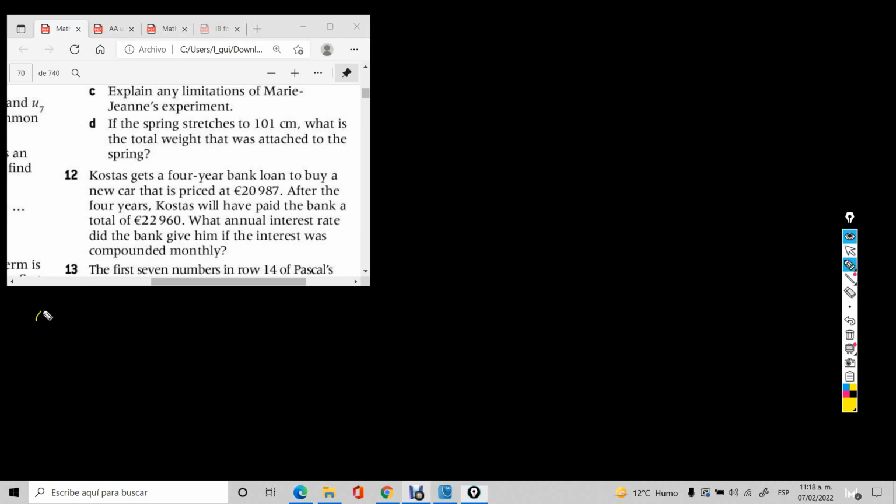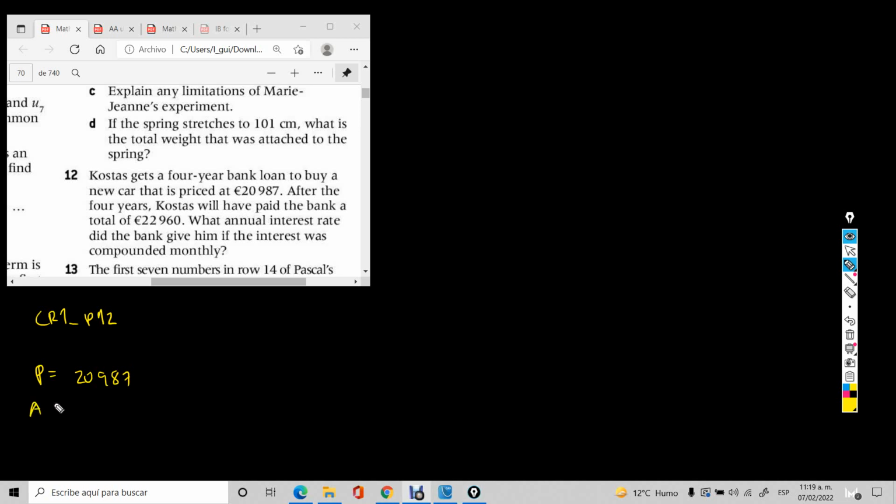Problem number 12. It says Costas gets a 4-year bank loan to buy a new car that is priced at this much. So this is a problem in interest, guys. And this is the original quantity, also known as the principal, 20,987. And after the 4 years, Costas will have paid the bank a total of this much money.